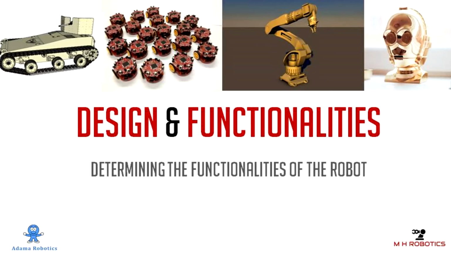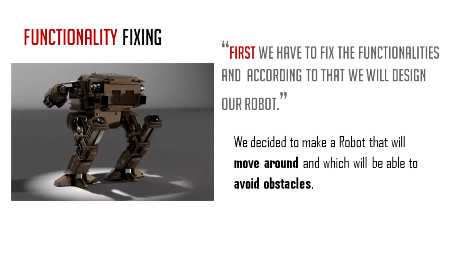Hello guys, and in this video we're going to learn about the design and functionalities of our robot. Okay, so how can we determine the functionalities of a robot? First of all, we have to understand the needs. That means how the robot is going to react. So we need to decide if the robot will have this function or that function.